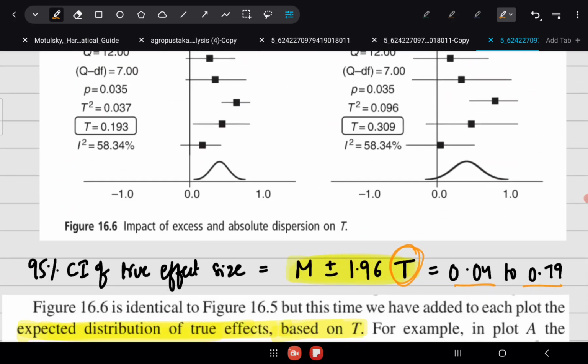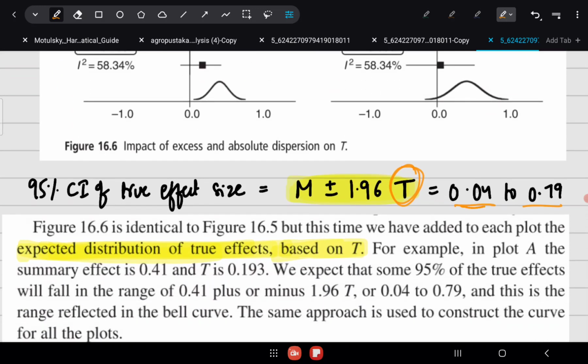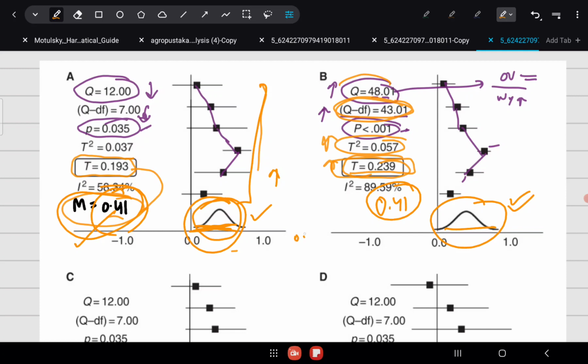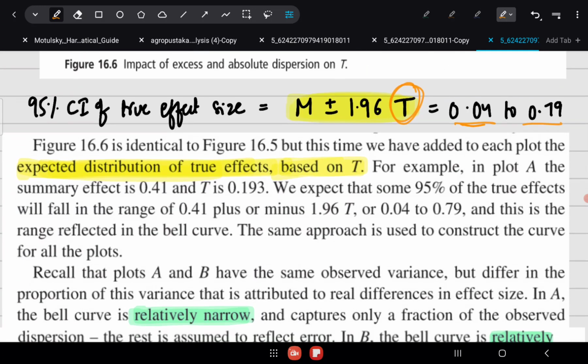But the variability that you can expect is, let's say, 0.3 to 0.5, versus another intervention which also has an effect size of 0.41, but maybe it has a much wider range, 0.2 to 0.6. So which intervention would look more reliable? Obviously the first intervention would look more reliable. So that is the practical implication of this 95% CI of the true effect size. It gives an idea of how much variability you can expect in the true effect size. So this gives you an idea of the expected distribution of true effects.